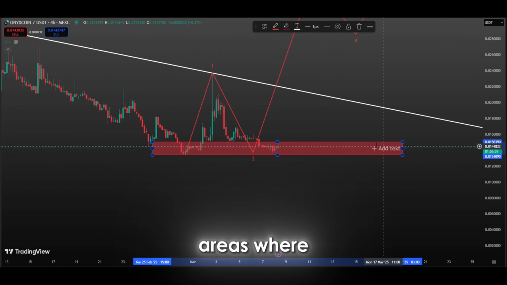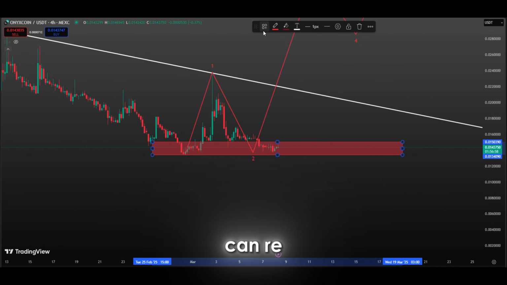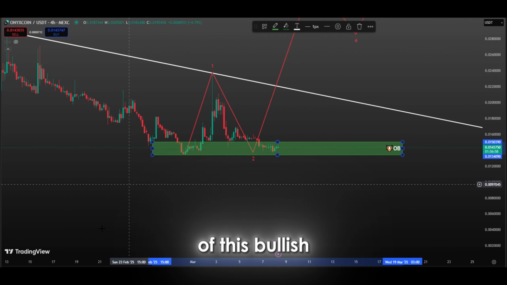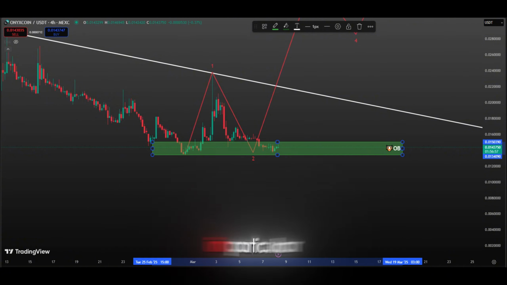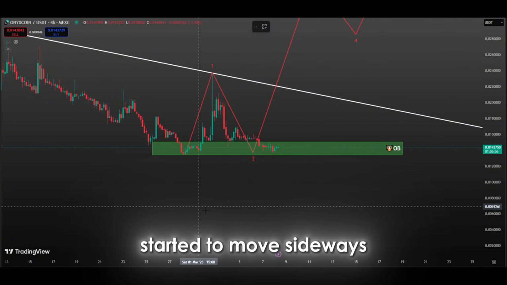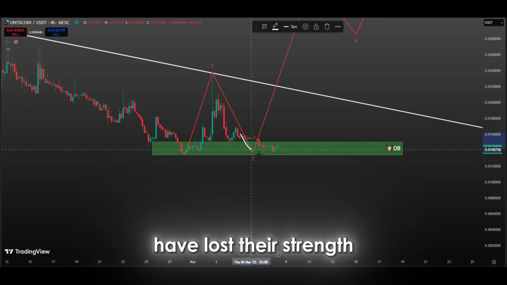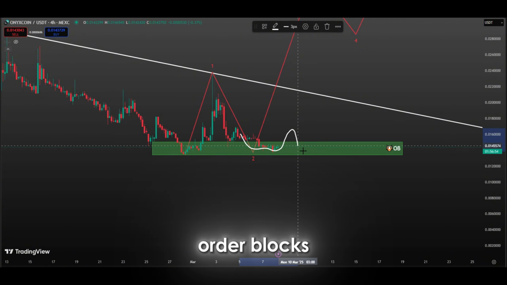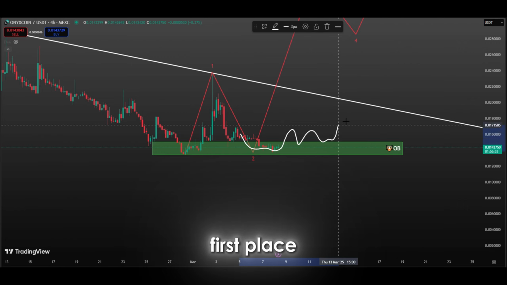Such zones are areas where the price reacted sharply and are strategic points where buyers can re-enter the market. The fact that the price is currently at the level of this bullish order block suggests that this could be a strong support area. In particular, the fact that the price has started to move sideways at this level suggests that sellers have lost their strength and buyers are likely to step in. Also, due to the nature of order blocks, if the price moves up from here, a short-term bounce may be seen in the first place.